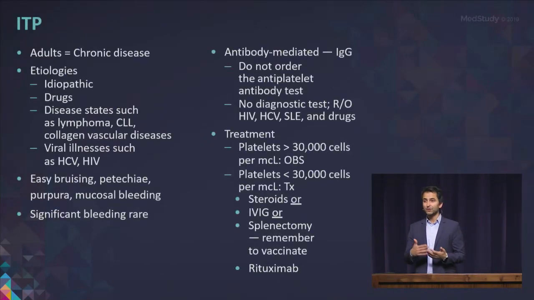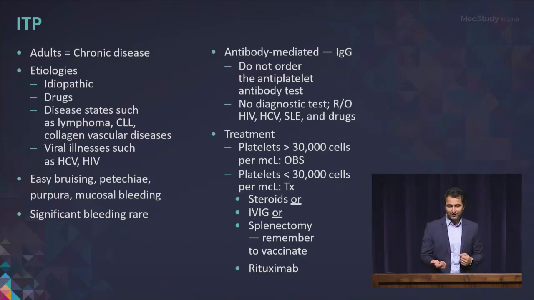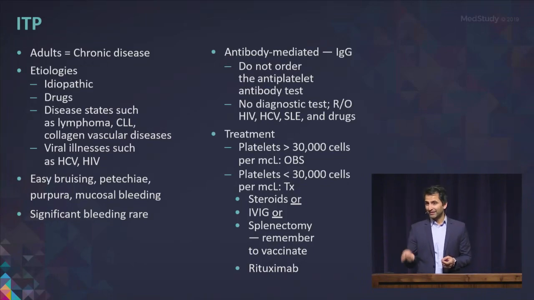So ITP, immune thrombocytopenic purpura. In children, it can be a transient disease following a virus, but in adults, it's usually a chronic disease. In many cases, it's idiopathic, but there can be certain drugs. It can be seen in certain lymphomas or in viruses. And they're going to have the typical platelet bleeding that we talked about, right? Easy bruising, petechiae, mucosal bleeding. Significant or deep tissue bleeding is rare. This is IgG antibody mediated.